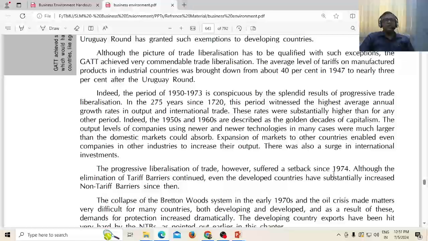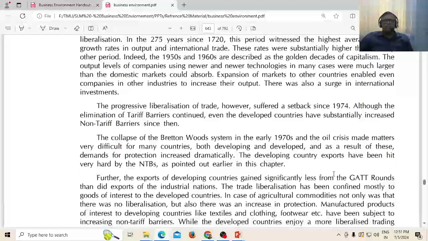The progressive liberalization of trade, however, suffered a setback since 1974, although the elimination of tariff barriers continued. Even the developed countries have substantially increased non-tariff barriers since then. The collapse of the Bretton Woods system in the early 1970s and the oil crisis made matters very difficult for many countries, both developing and developed, and as a result, demands for protection increased dramatically.